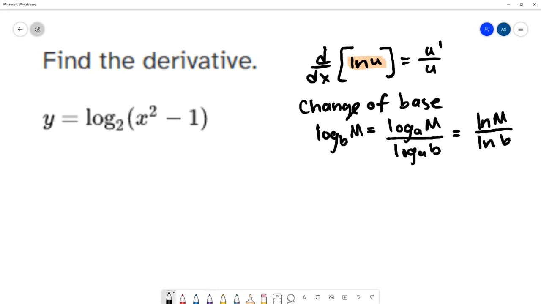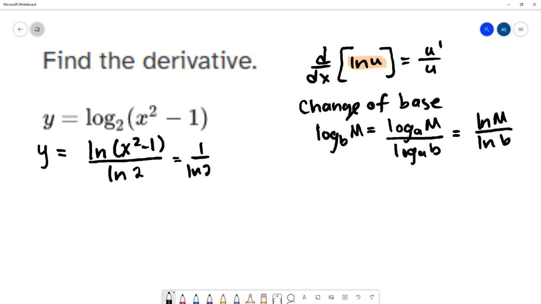So I'm going to rewrite this using that change of base formula. This is an algebra change, so notice I'm still labeling this as y, the original function. I'm not calculating the derivative yet. So this would be natural log of x squared minus 1 divided by natural log of 2. So what this does is it makes this 1 over natural log of 2 times natural log of x squared minus 1, and now I can use that derivative rule on this example.